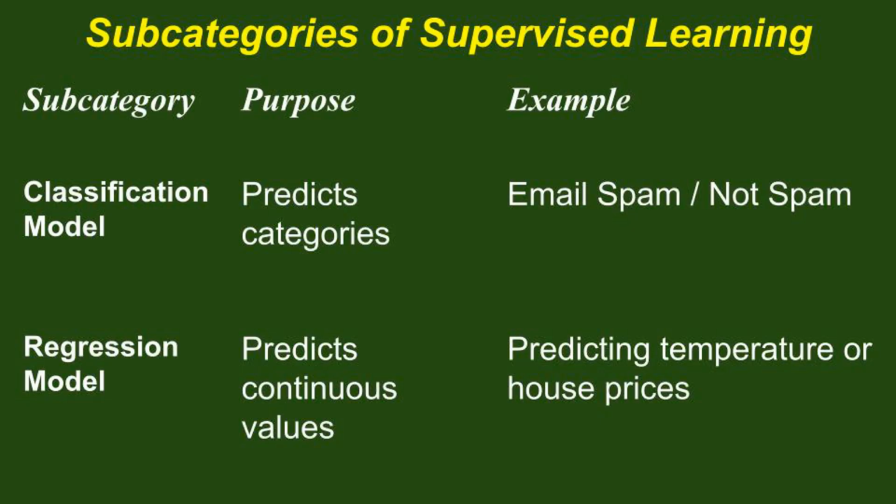In classification models, the goal is to predict categories or labels. For example, whether an email is spam or not spam, or whether a fruit is apple or mango. In regression models, the goal is to predict numerical or continuous values, like predicting tomorrow's temperature or estimating house prices. So remember, classification equals categories, regression equals numbers.